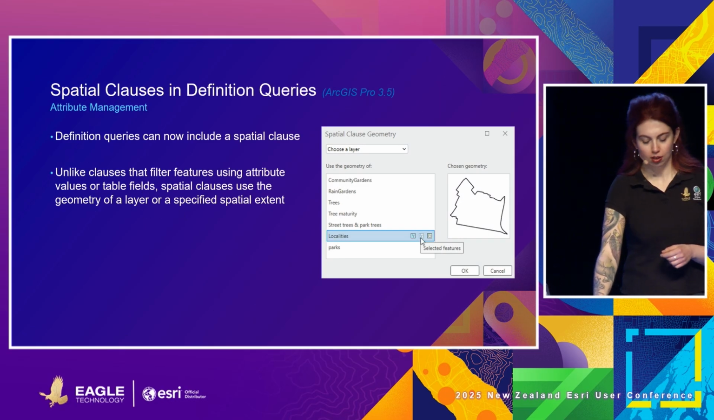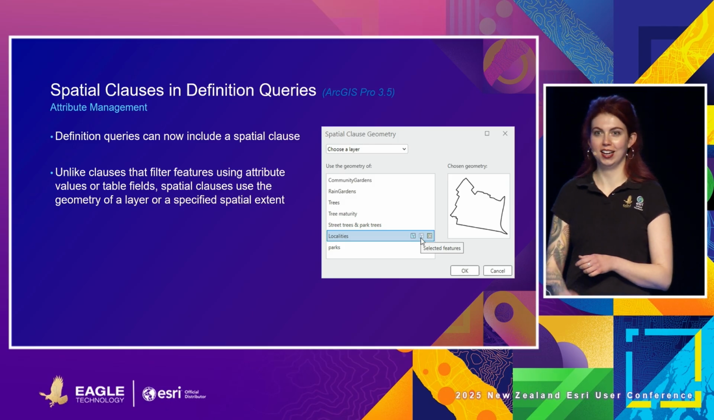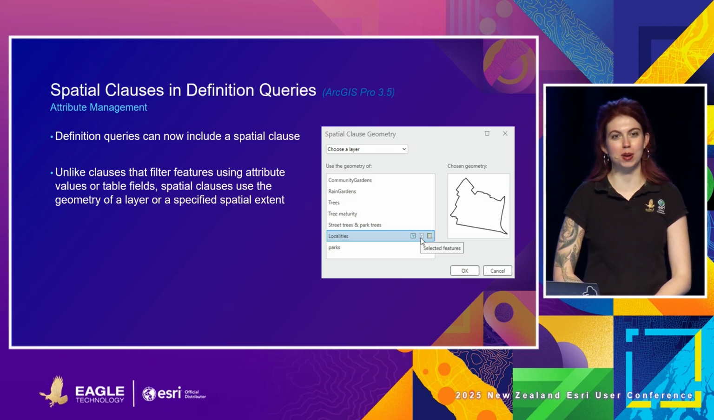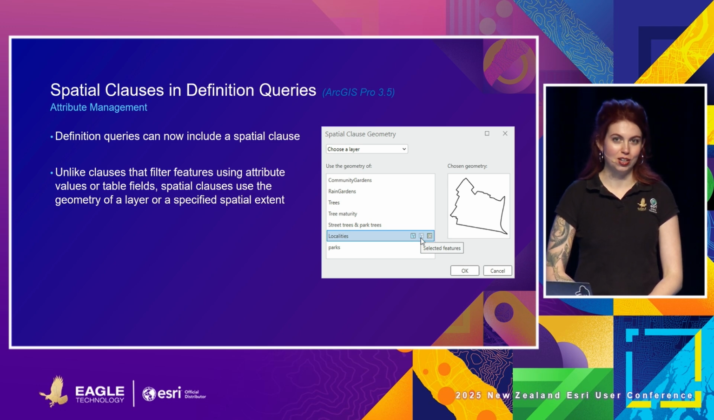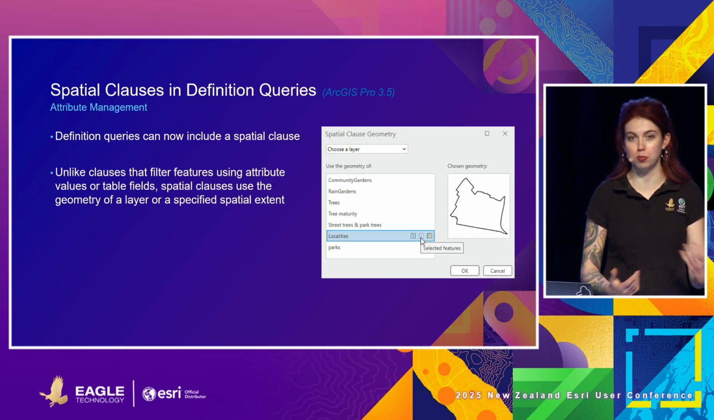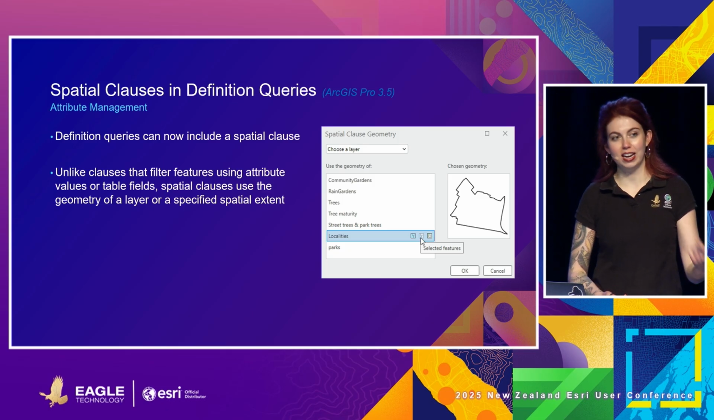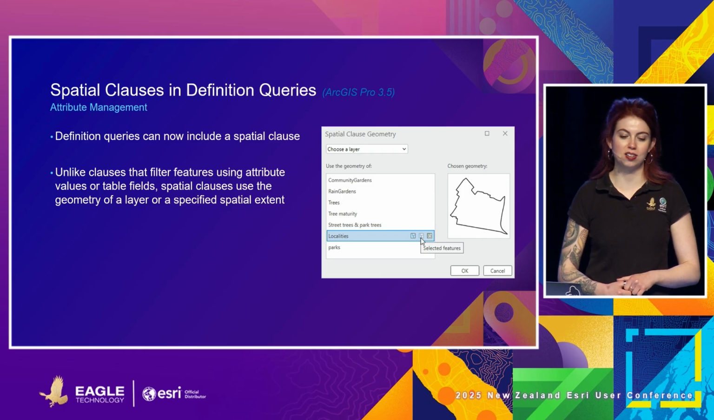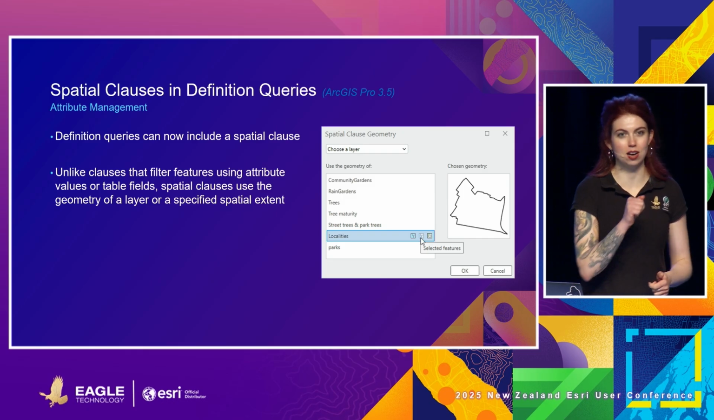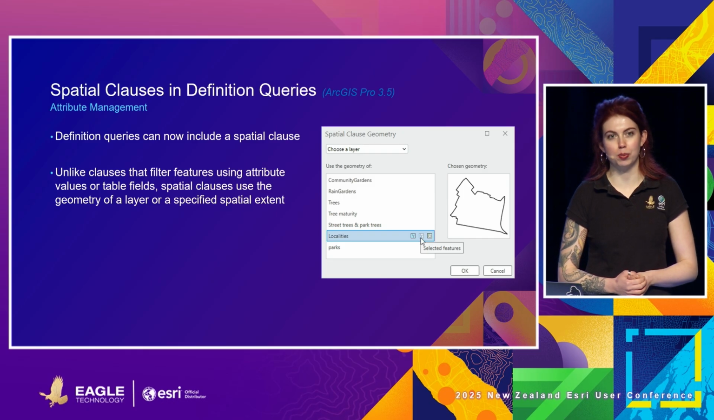So spatial clauses only took about 15 years, but we now have spatial clauses when we're opening up the properties of our layers. I'm sure a lot of us are used to definition queries, in which we are able to select something based off of the attributes. But now within the layer, you can actually spatially query something. So let's say we have a big polygon boundary, and we want to select points that only lie in that polygon. We can now do that from the properties.